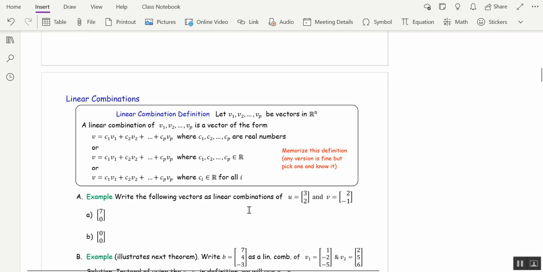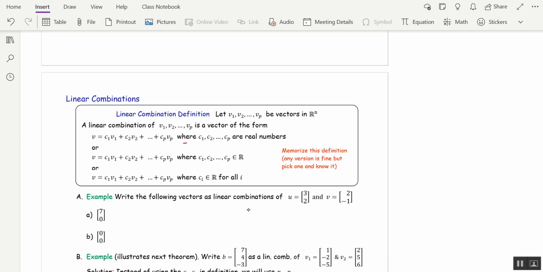All right, here's our first big definition. If v1 through vp are vectors in Rn, a linear combination of those vectors is a vector of the form c1v1 plus c2v2 plus dot dot dot plus cpvp, where the c's are called the weights, and those are real numbers.